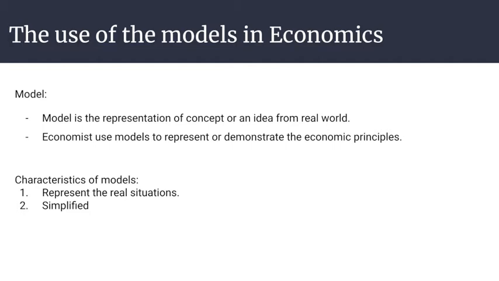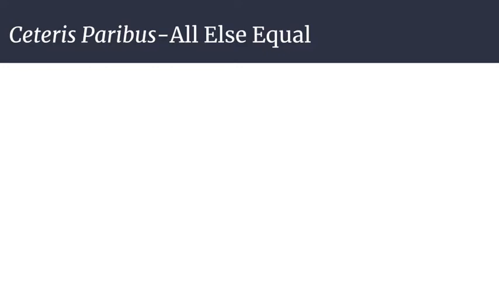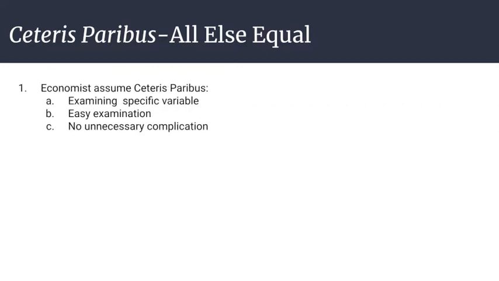However, amongst all the models that are used in economics, economists use the concept of ceteris paribus, which can be translated as all else equal. Economists assume ceteris paribus whenever they're examining a specific variable in order to create an easy examination and develop fewer complications throughout the analysis. So ceteris paribus focuses primarily on a single variable.